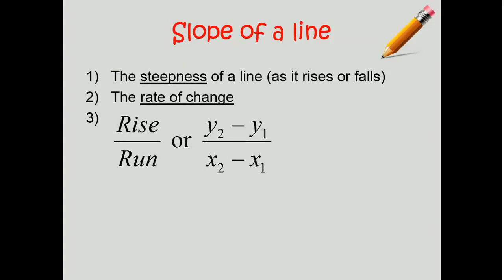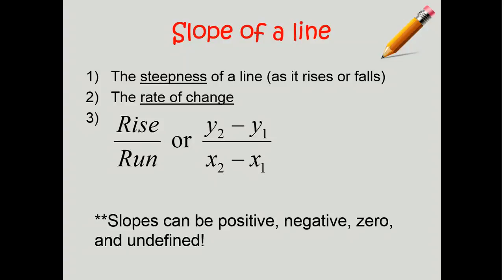Slope of a line. You guys probably remember this. The slope of a line is the steepness of a line, or how it rises or falls. It's also the rate of change of the line. We normally think of it as rise over run, or the formula for it, y2 minus y1 over x2 minus x1. And remember, slopes can be either positive, negative, zero, or undefined.